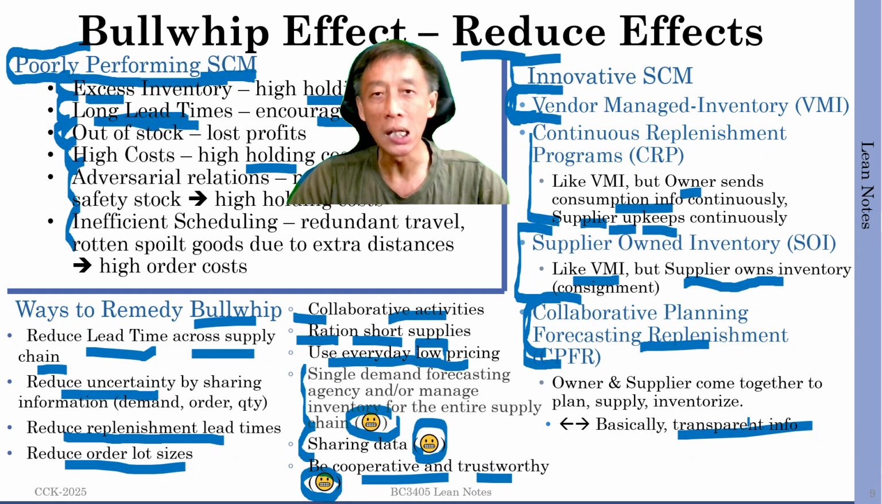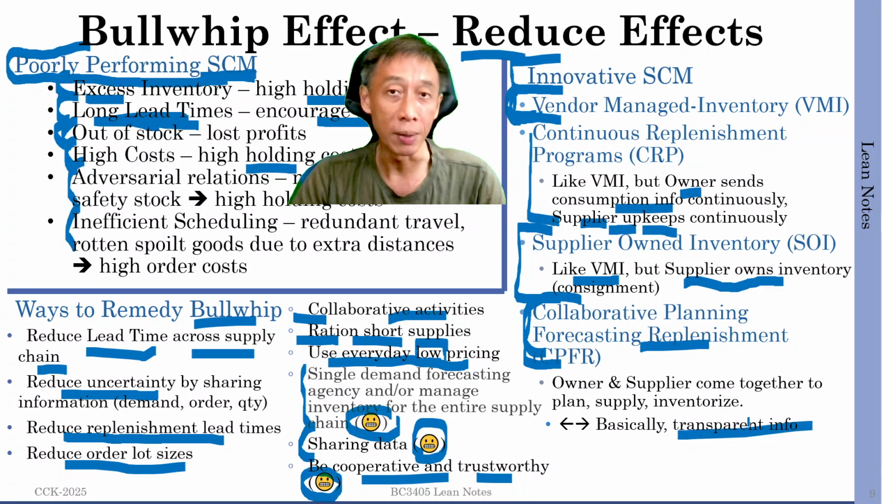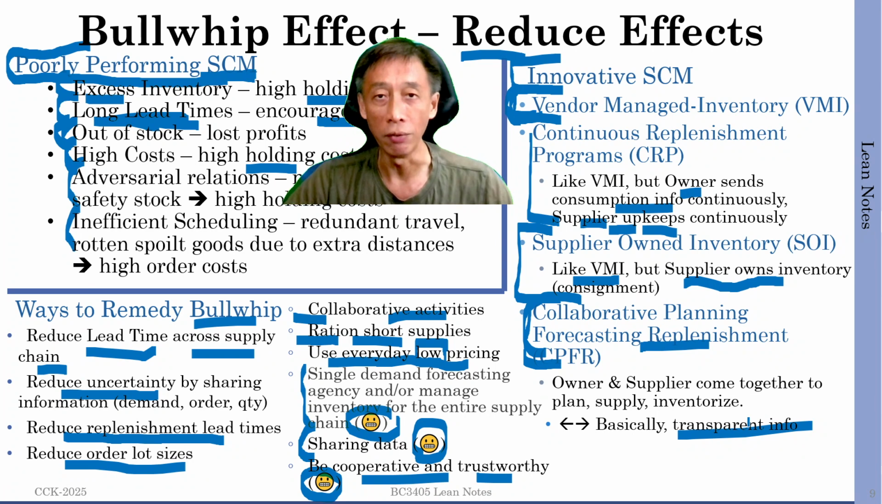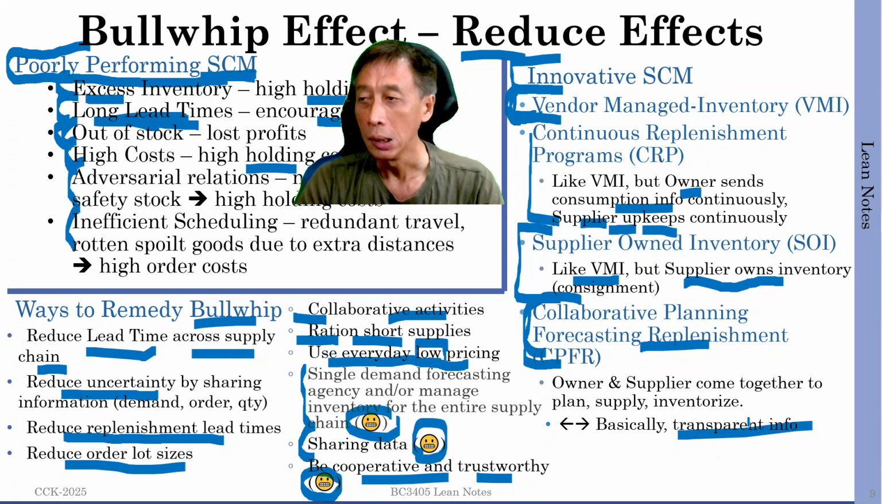Then gradually, through time, the trust has been built. Suppliers will come together. Maybe suppliers will be very happy and willingly share their information. Then you can have a very healthy supply chain. So, not easy, but that's the right direction.